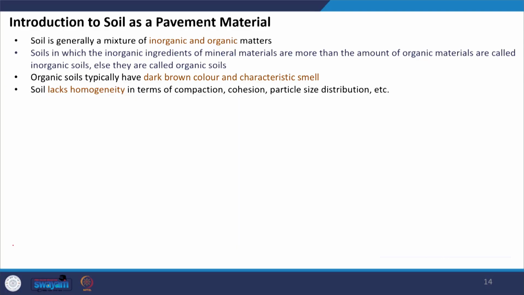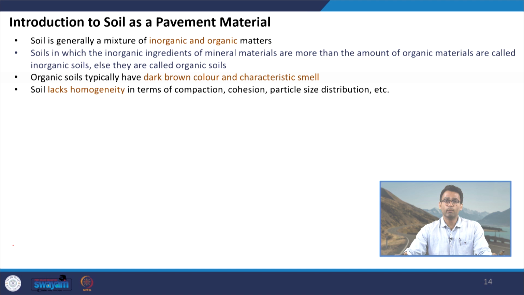Usually soil lacks homogeneity, it is an inhomogeneous mass, as I mentioned it is a mixture, and this inhomogeneity can be in terms of compaction characteristics, or in terms of cohesion characteristics. Two soils can have very different cohesion characteristics, and two soils can have very different compaction characteristics. In terms of particle size distribution, two soils can vary depending on the source, and depending on the way the soil was built up, etc.